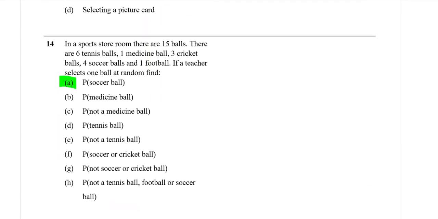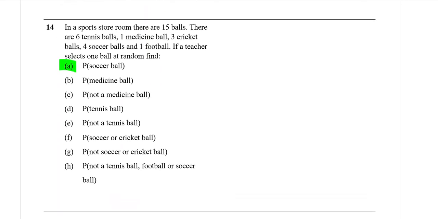Question 14. In a sports store, there are 15 balls. There are 6 tennis balls, 1 medicine ball, 3 cricket balls, 4 soccer balls, and 1 football. If a teacher selects 1 at random, find the probability of a soccer ball. There were 4 soccer balls out of the 15. So 4 out of 15, which doesn't simplify, so that's it.